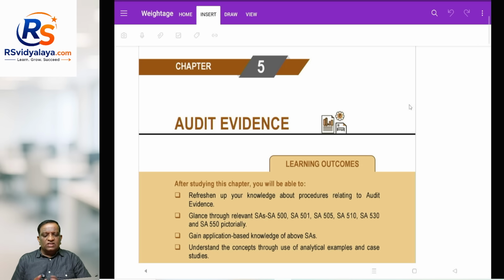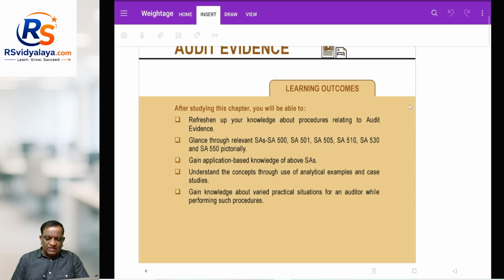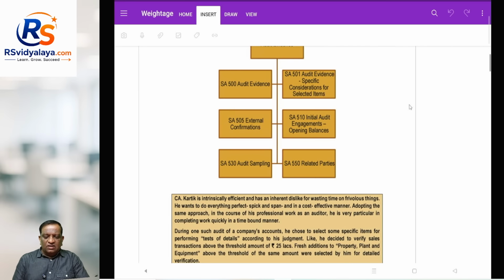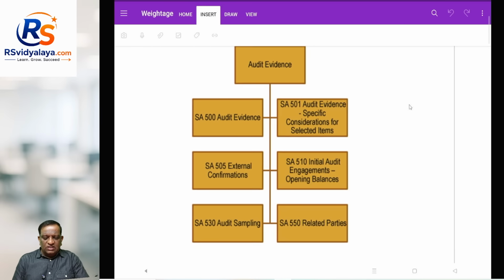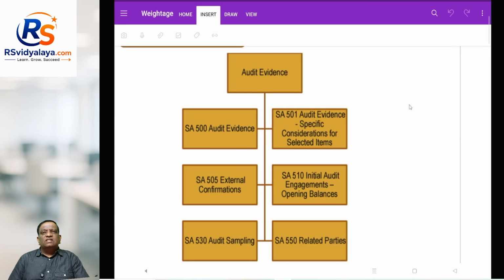Now, this audit evidence, which is chapter 5, is indicative, just to give you a feel of what we are going to learn, how we are going to learn, and what will be given to you as part of the syllabus. As you can see on the screen, these are the 6 standards that we are going to cover: the entire 500 series, that is 500, 501, 505, 510, 530 and 550. These are the standards we will be covering in this chapter.